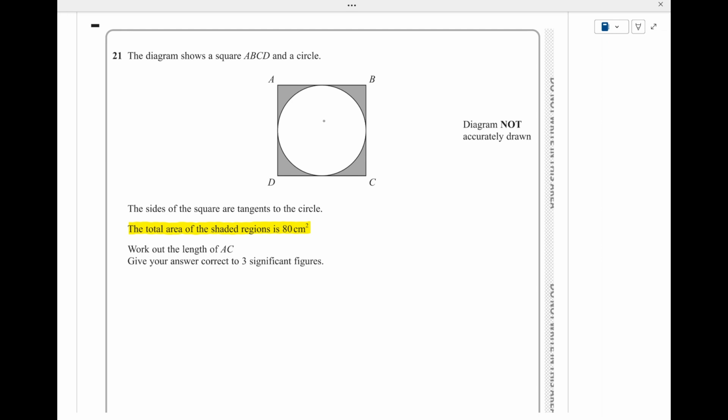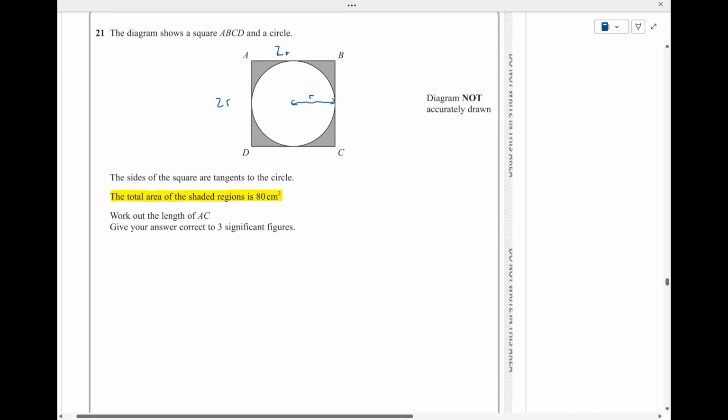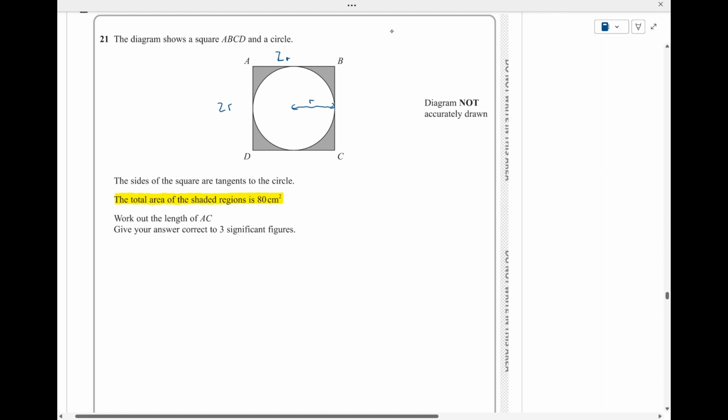Right, let's start by assuming or calling the radius r, which means that the sides of that square are 2r in length. So now we're going to use this because we're told the total area of the shaded region equals 80. So we're going to write an expression for the total area of the shaded regions. Now, the total area of the shaded regions is the area of the square, 2r times 2r, minus the area of the circle, pi r squared. And that's what equals 80.